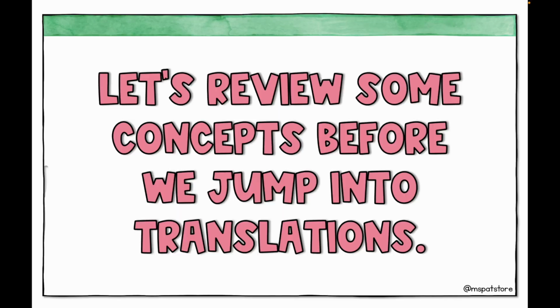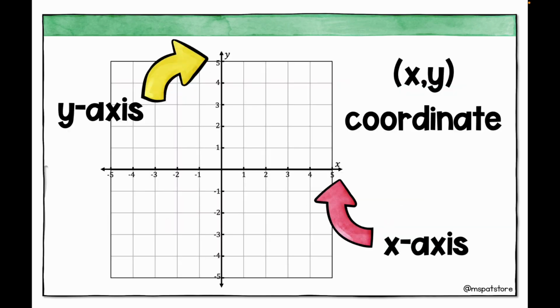Before we jump into translations, I would like to review some of the concepts with you. This is a coordinate plane. It's basically a set of number lines that we call axes. We have the x-axis, which is the horizontal axis over here. And we have the y-axis, which is the vertical one.